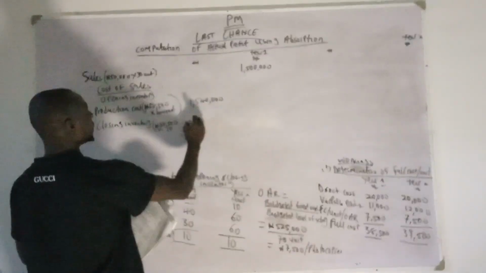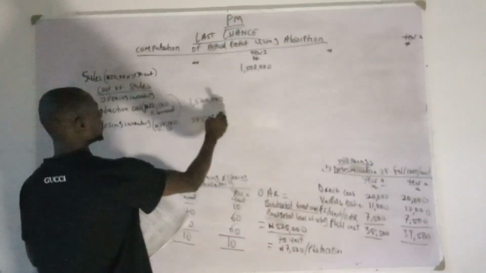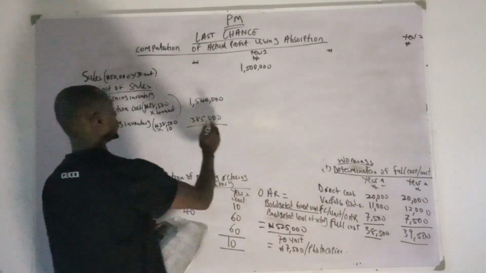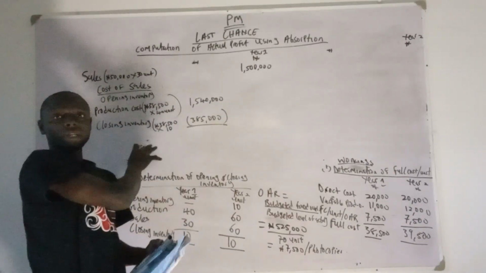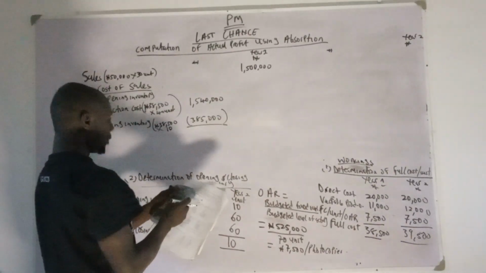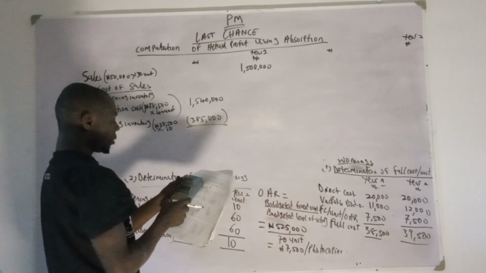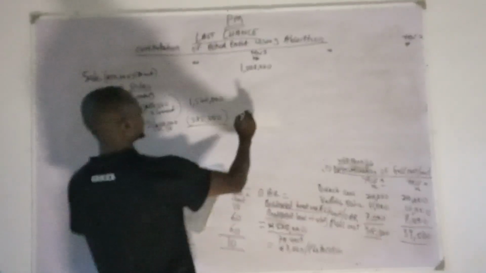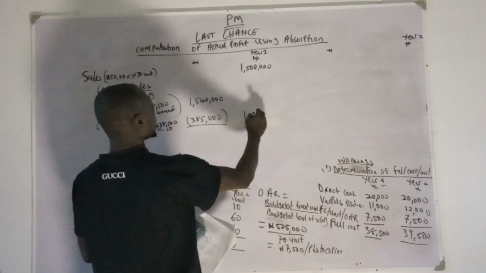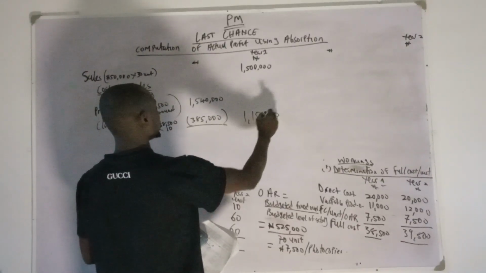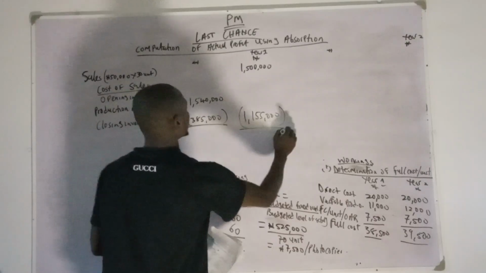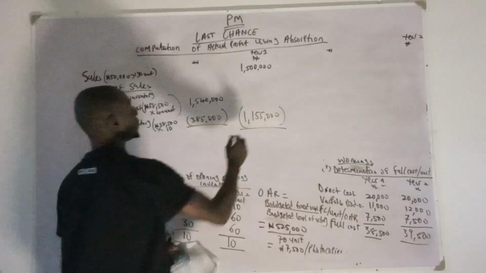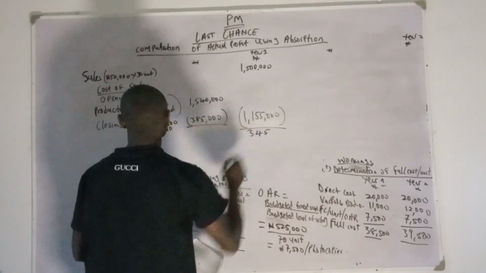So this is 385,000, right? Now, you subtract this from this because this is closing inventory, right? So you subtract this together, what do you have? 1,540 minus 385. So this is 1,155. So you subtract this. So when you minus this, what do you have? Okay, this is 345, right?